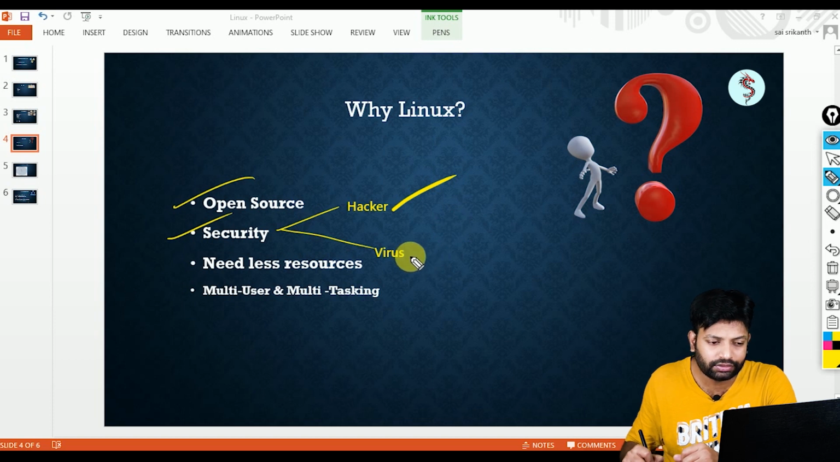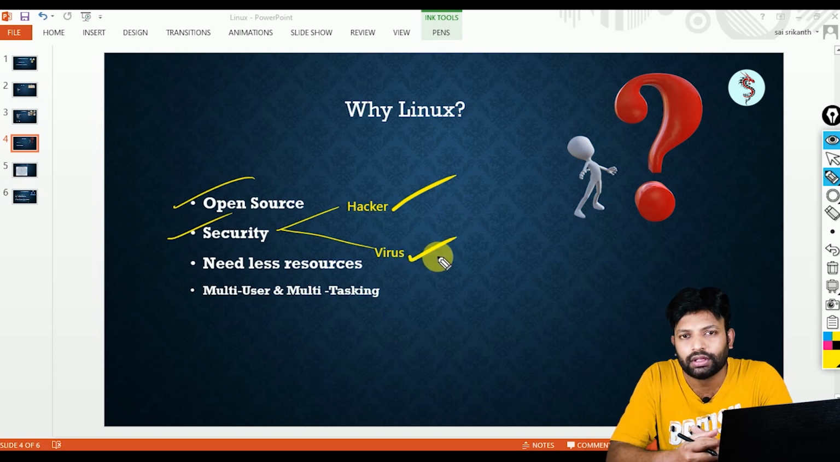So the second one is virus. You might have heard that viruses can't attack Linux machines, but you know that virus attacks will be there for Windows.